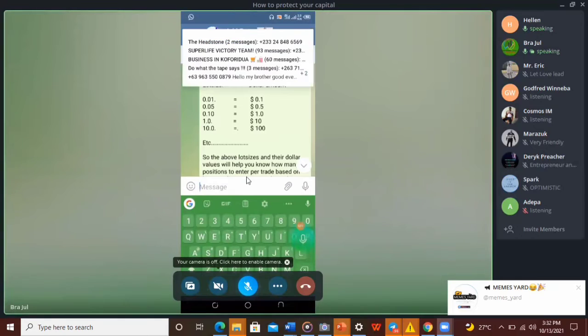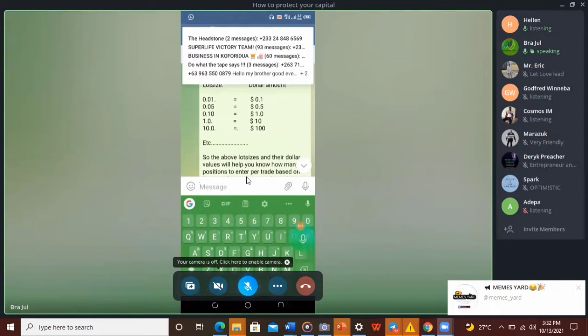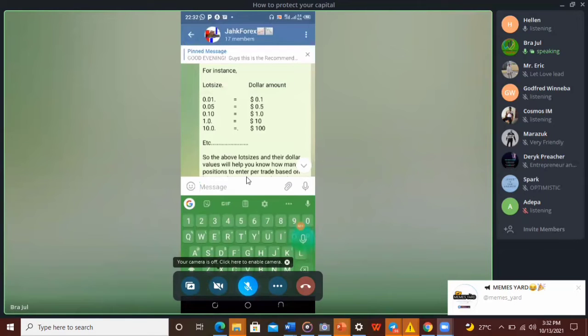Okay. So now you know how to calculate your stop loss based on the tips. So it's easy for you now. Easy peasy.